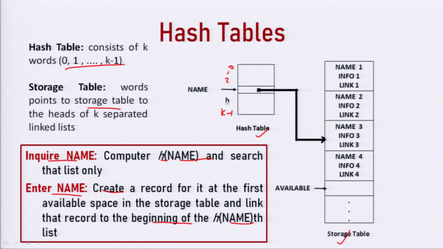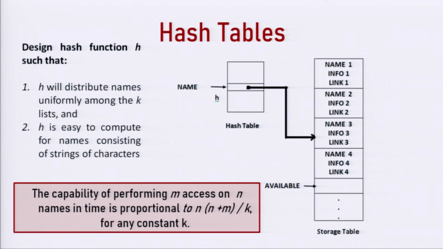So, first we will create this record, and it will be linked to the appropriate linked list, that is, the calculated linked list corresponding to the hash value of the name. The hash function should be designed so that names are distributed uniformly among the k lists, and h should be easy to compute. Now, the capability of performing m inquiries or n names takes time proportional to m times m plus n divided by k for any constant k.